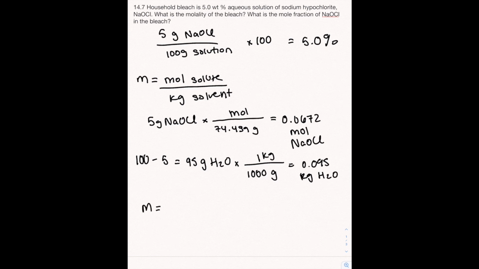0.095 kilograms of H2O. Now we have all the information we need in order to solve for molality, so we can go ahead and plug in our values into the equation. So we have molality equals 0.0672 moles NaOCl over 0.095 kilograms of water. Now just plug that into your calculator and you should get 0.71 molality.